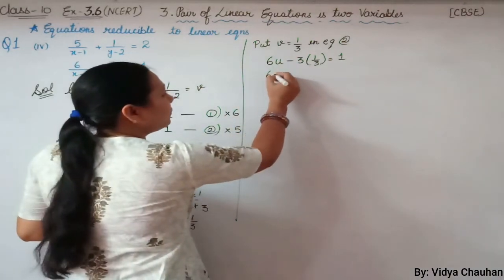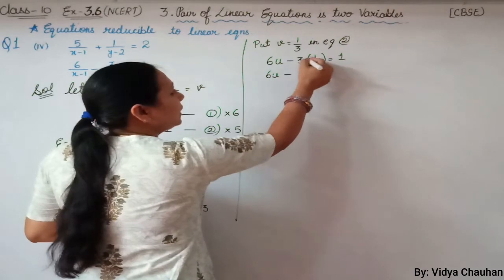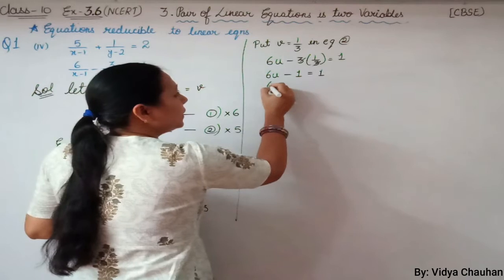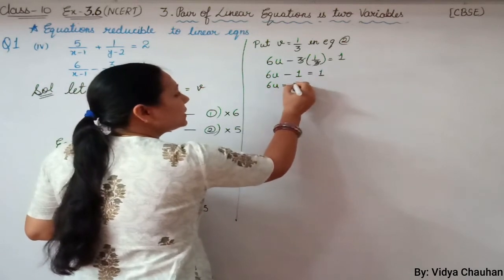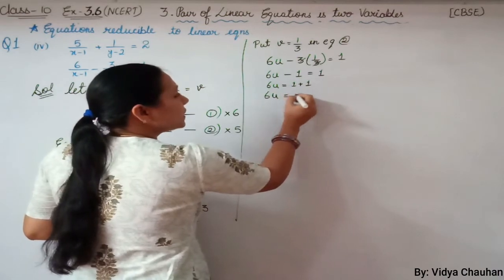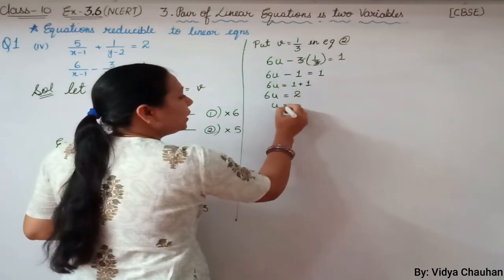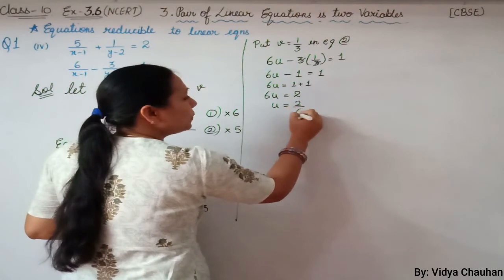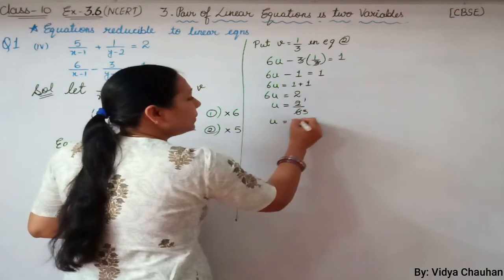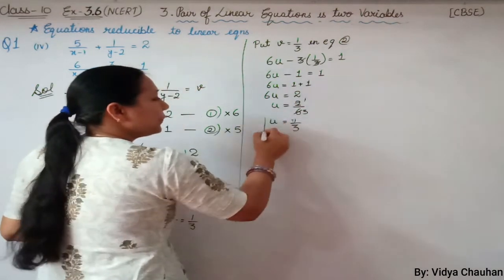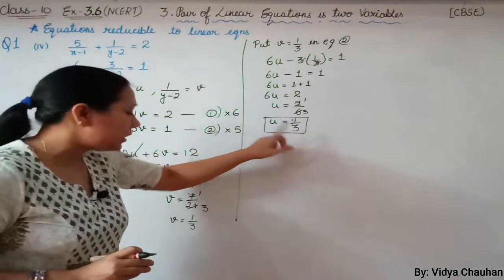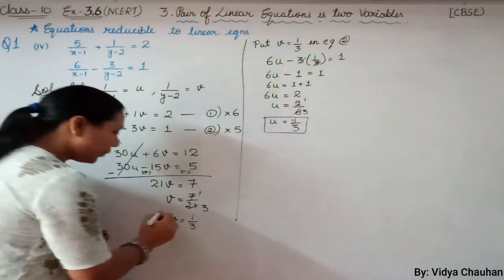In the next step, it will become 6u minus 3 and 3 simplified, it will become minus 1 equals 1. Shift the minus 1 to the right hand side, so it will become 1 plus 1. So 6u is equal to 2. Get the value of u from here, so u is equal to 2 upon 6. Simplifying, it will be 1 upon 3. So this is the value of u and v. We got u as 1 upon 3 and v also as 1 upon 3.